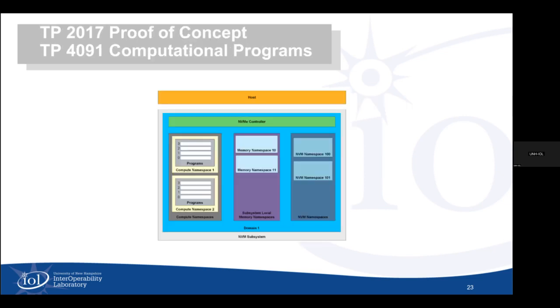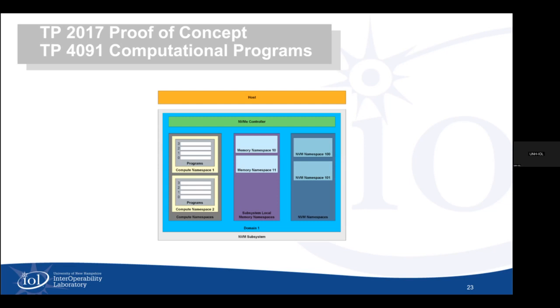And then the big thing for the next test plan is the proof of concept for computational programs. Last Plugfest, last test plan, we did a proof of concept for FTP. We're not having any sort of proof of concept this time around, just based on timing, but the next Plugfest and the next test plan, we'll be implementing computational programs.